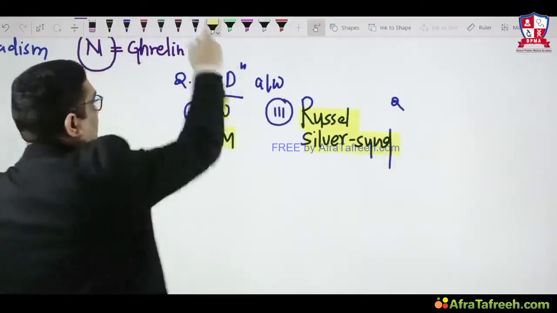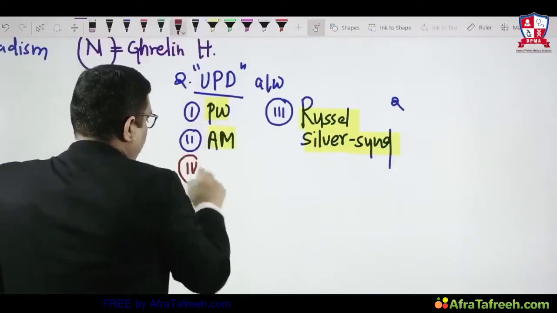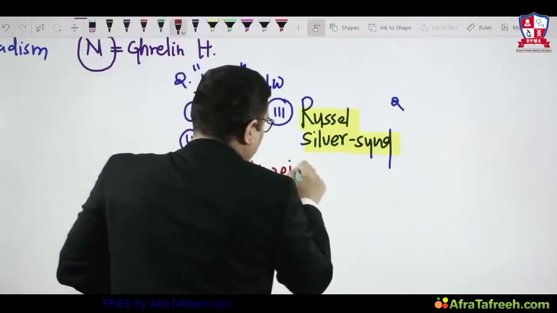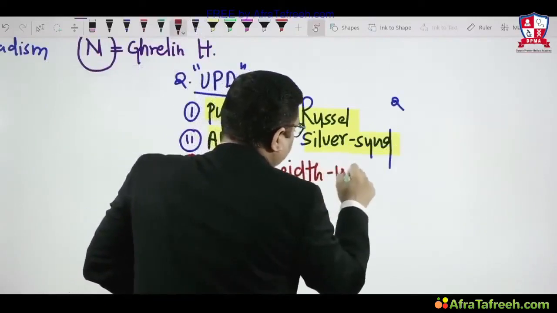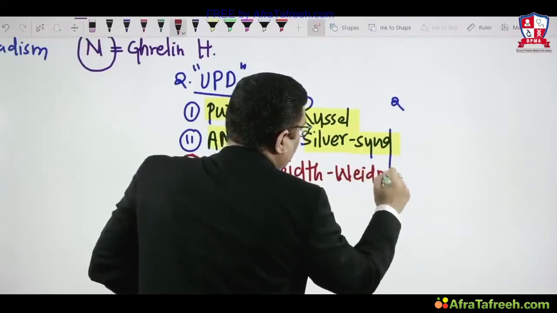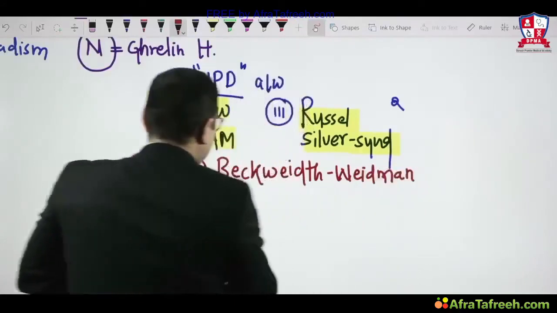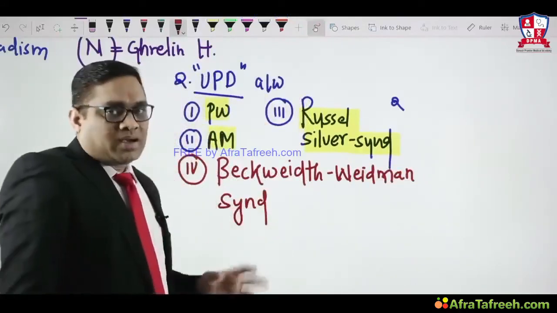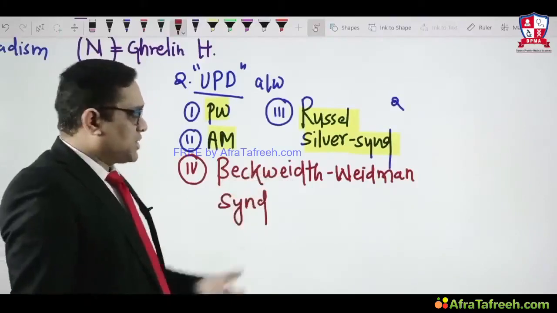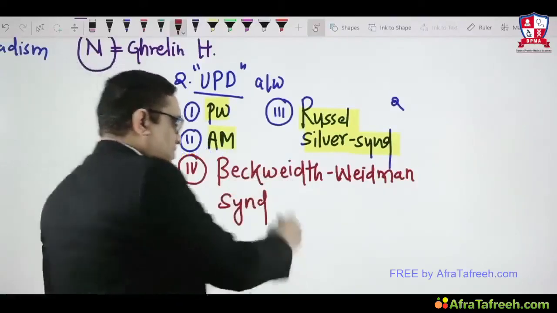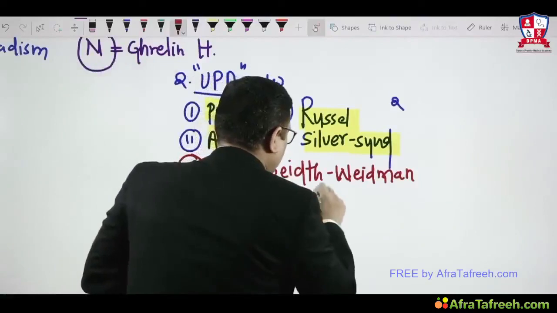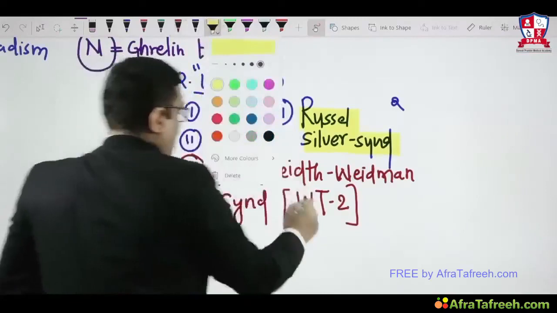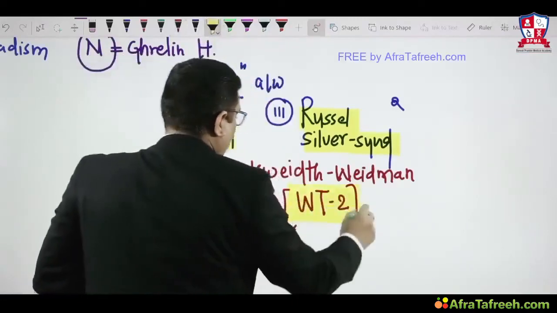There is one more thing we have to keep in mind, Beckwith-Wiedemann syndrome. Beckwith-Wiedemann syndrome is also associated with uniparental disomy, and this is associated with Wilms tumor gene type 2. That is the important thing. Wilms tumor gene type 2 is associated with Beckwith-Wiedemann syndrome.